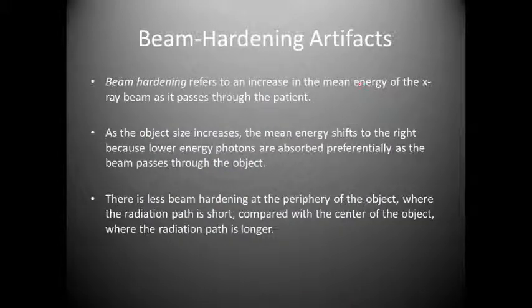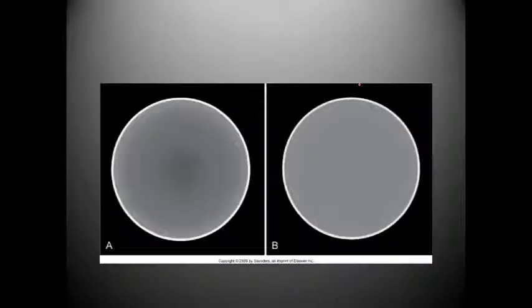That brings us to beam hardening. Beam hardening refers to an increase in the mean energy of the X-ray beam as it passes through the patient. As the object size increases, the mean energy shifts to the right because lower energy photons are absorbed preferentially as the beam passes through the object. We see that there is less beam hardening at the periphery of the object where the radiation path is short compared with the center of the object where the radiation path is longer.